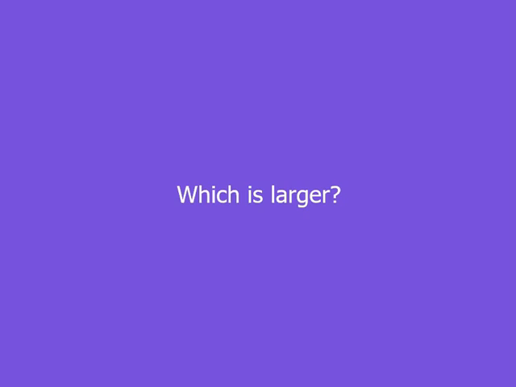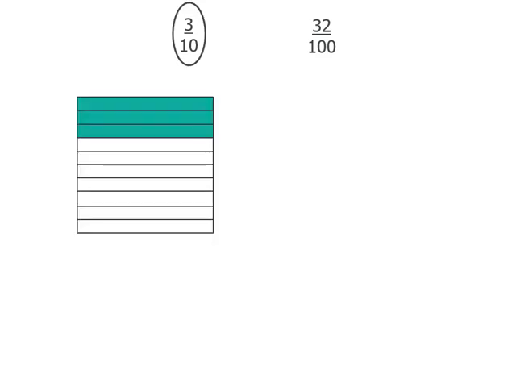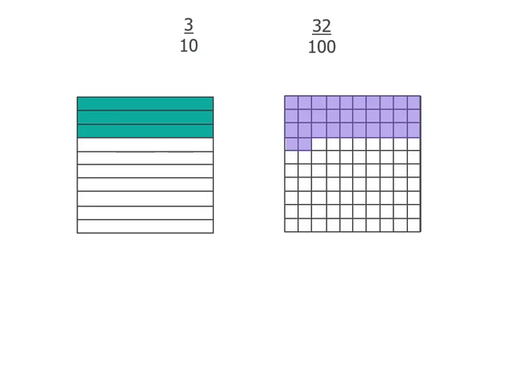Now, which of these is larger? We've got 3/10 and 32/100. So our first fraction has 10 as a denominator. So we've got 10 equal pieces and we're shading 3 of them. Whereas our other fraction has 100 equal pieces and we're shading 32.